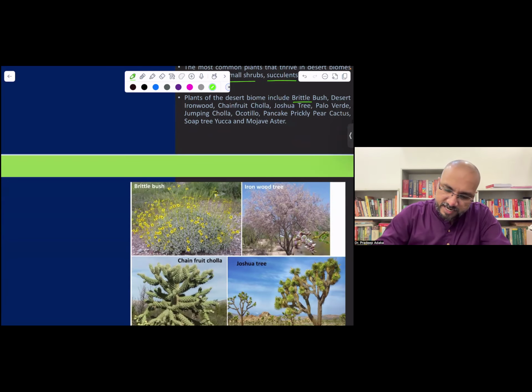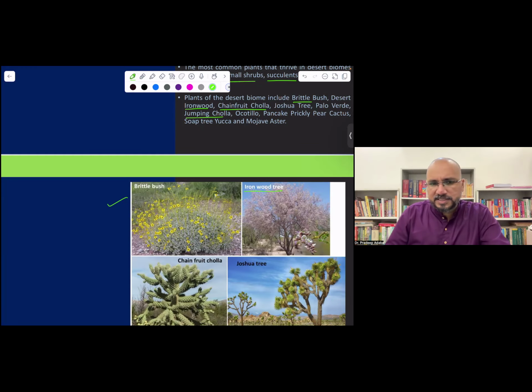Then you have the desert ironwood plant. So this is your brittle bush, not brush, brittle bush. Then you have the ironwood tree, which is also common. Then you have chain fruit cholla and jumping cholla.